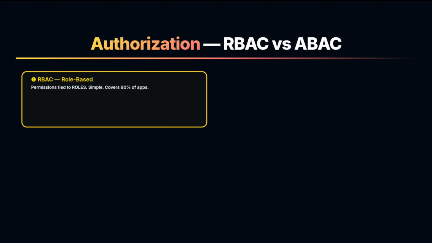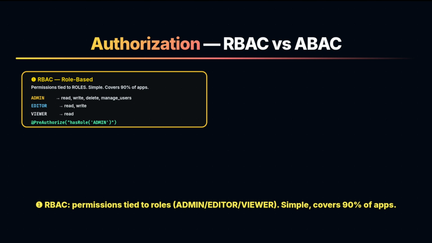Authentication answers who you are, but authorization answers what you can do. There are two main approaches, RBAC and ABAC. RBAC is role-based access control. It's like a color wristband at a festival. You don't check each person's name, you just check their wristband color. You define a set of roles, each with specific permissions. For example, admin can read, write, delete, and manage users, whereas editor can read and write, and viewer can only read. The user's role is stored in the JWT and your code checks it.